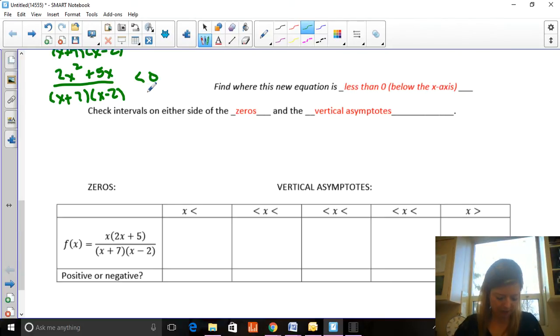So basically we just, oh, there goes my copy. Basically we just need to determine the positive and negative intervals of this function, and that will solve our question because we just want to know when it's negative. So we have to check on either side of the zeros and the vertical asymptotes. The zeros we can find by setting the numerator to 0.